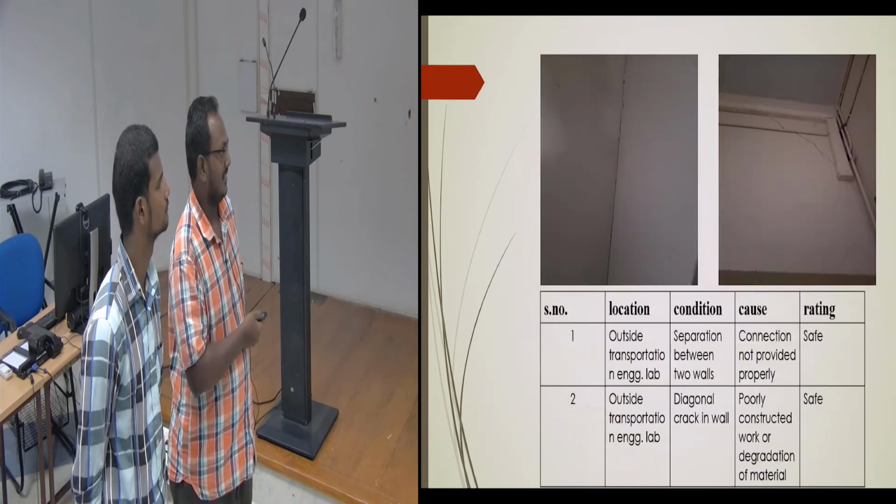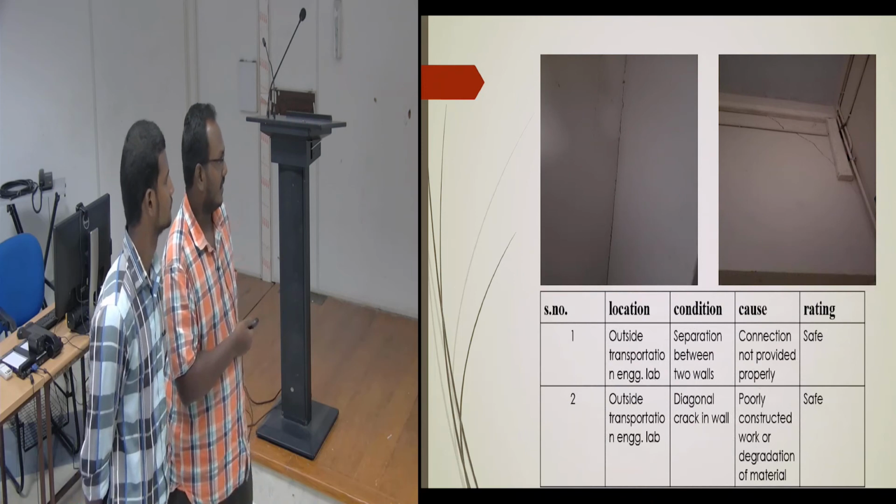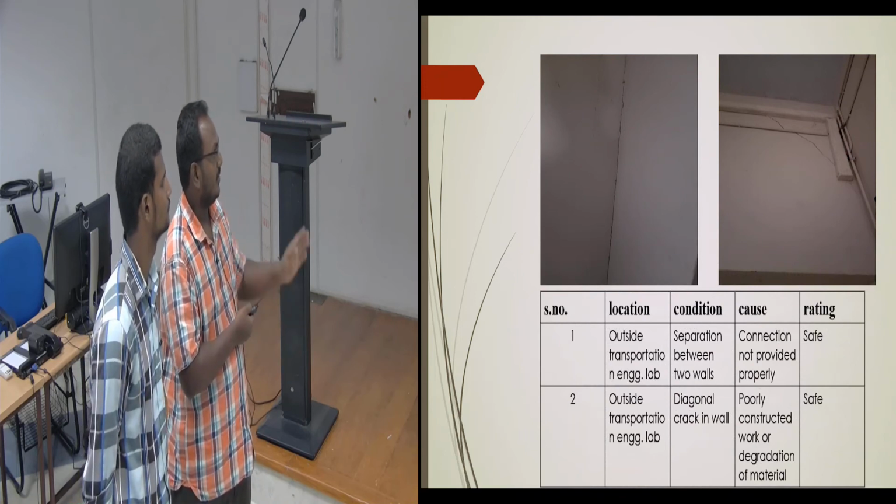Okay, sir. This is outside the transportation engineering lab. There are separations between walls.